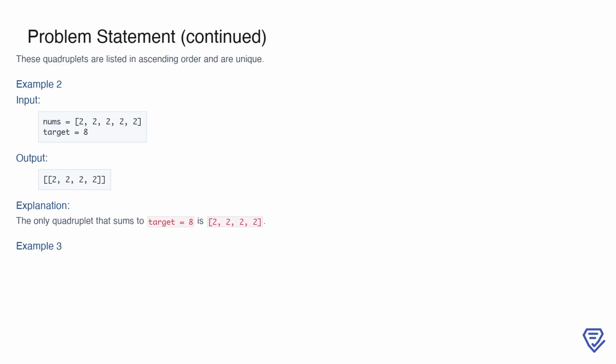Now, in the second example, the input array is nums equals 2, 2, 2, 2, 2, and the target value is 8. Here, the output contains only one quadruplet, which is 2, 2, 2, 2. This is because the sum of the 4 2's equals the target value of 8. There are no other combinations in this array that satisfy the condition, and since all elements are the same, the result is naturally unique. This highlights how the solution needs to handle arrays with repeated values while ensuring that no duplicate quadruplets are included in the output.